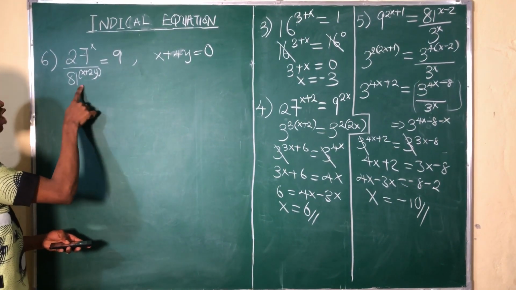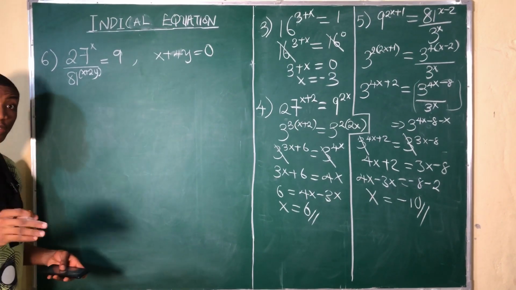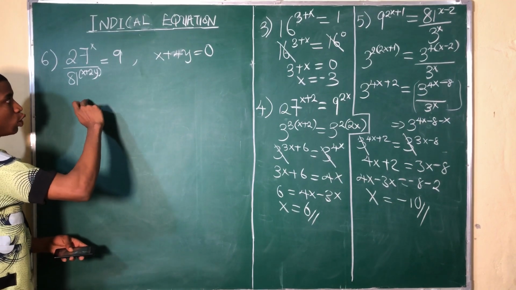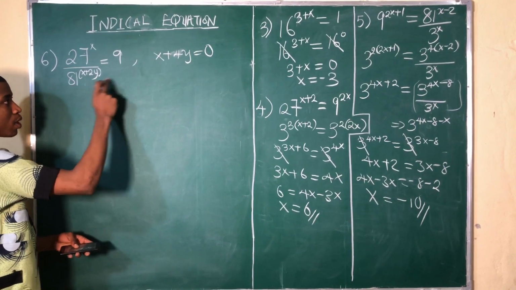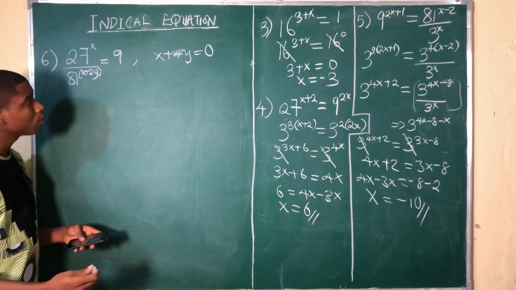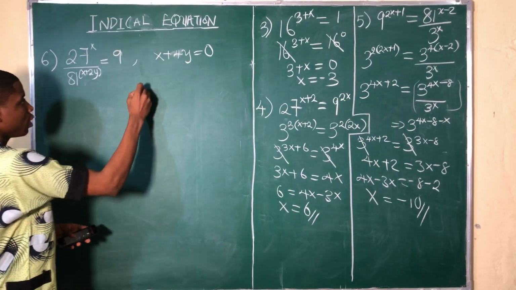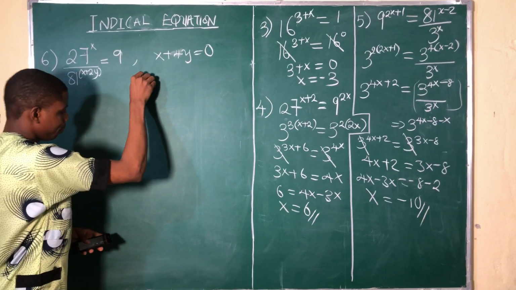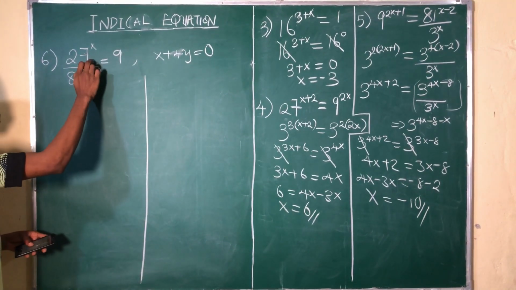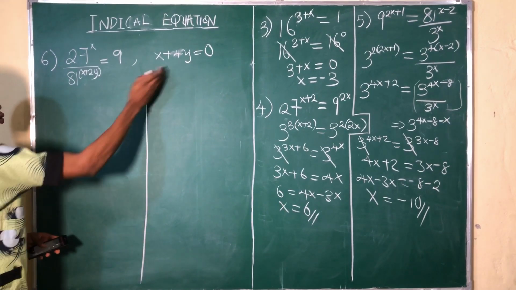You play with this and simplify this and make it a linear equation. Then you compare this, and this becomes equation 1, this becomes equation 2. Then you solve them simultaneously. So we're going to play with this first. We're going to simplify this and make this look like this.